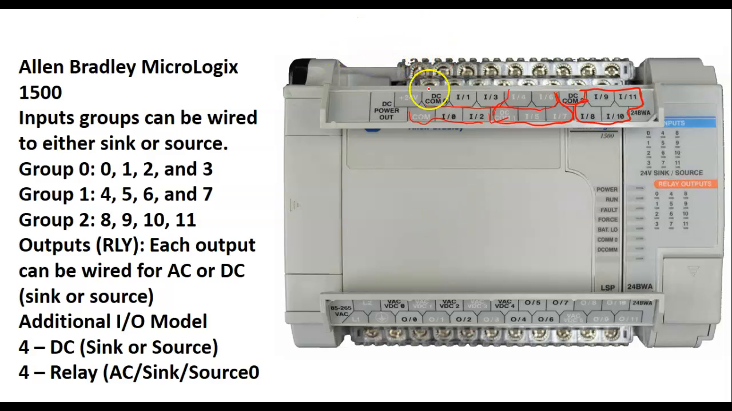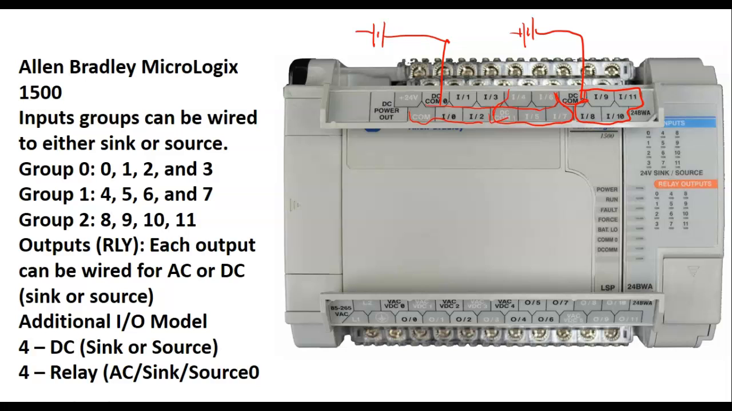So what we could do on this one is I could come over here and hook the minus up to this one, and these would be sinking. I could come over here and hook up the positive to this common, and it would be sourcing. So on this PLC, you can set them up. The ones I can't get my camera to work in, but I'll show you the other class. This is the way this PLC is.